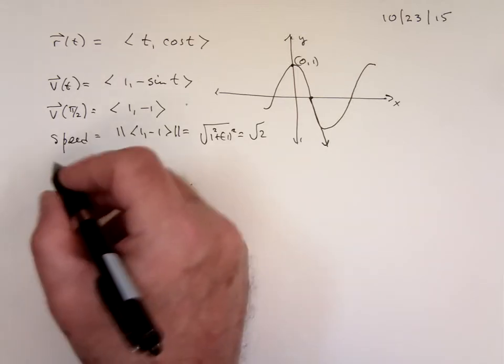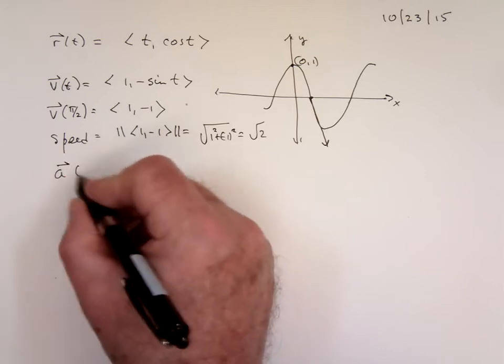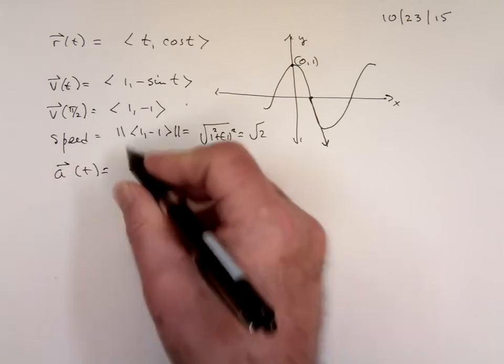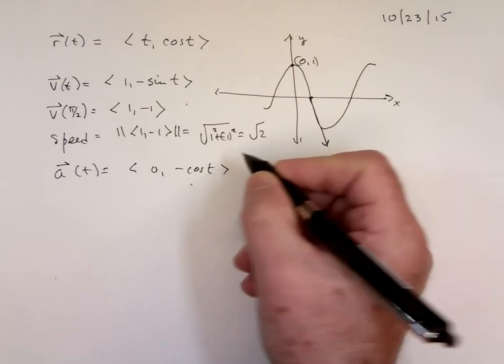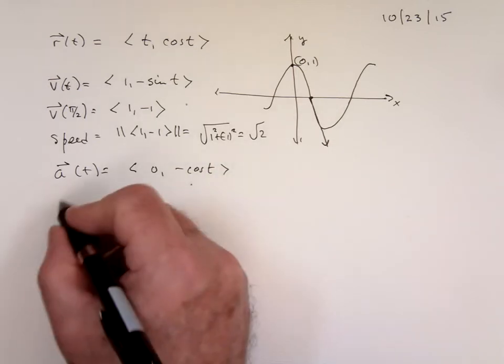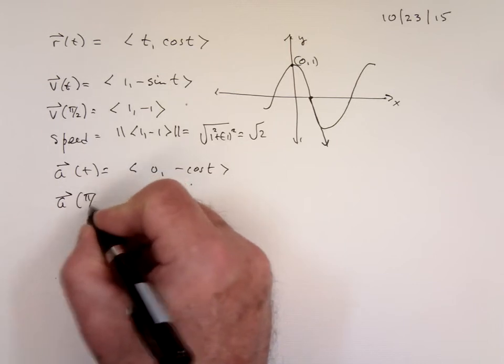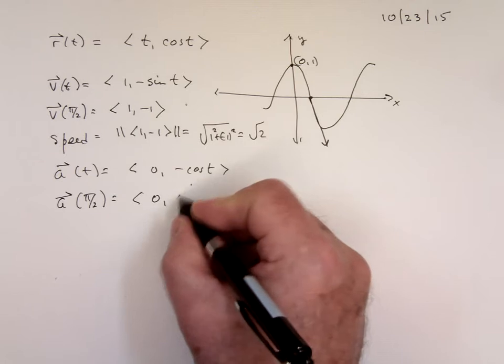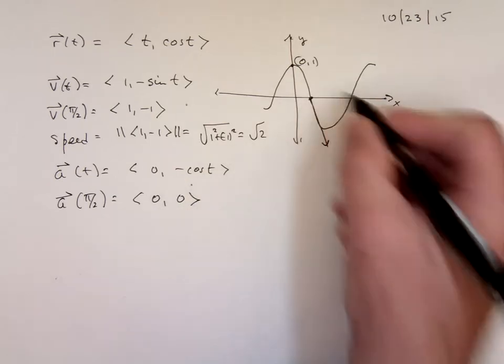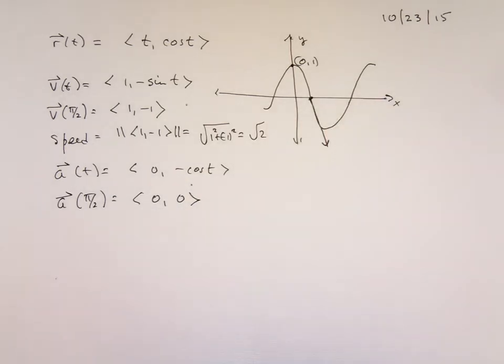Number 3 is the acceleration, the derivative of velocity. And we want the acceleration at pi over 2. And we end up with 0, 0. No acceleration here. I know, it's a little weird. No acceleration at all. The 0 vector.